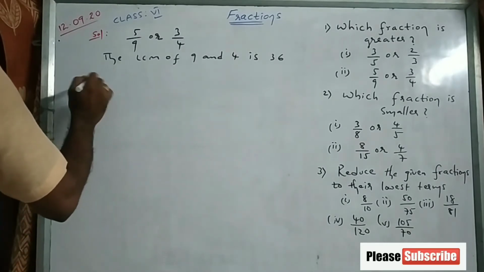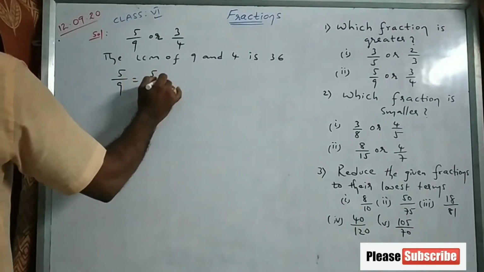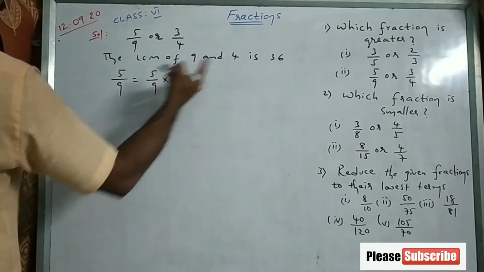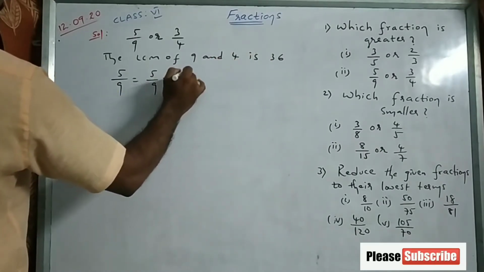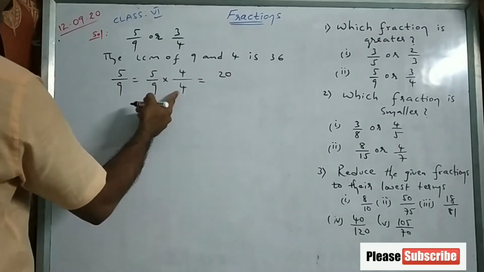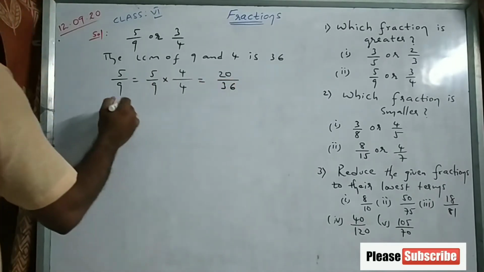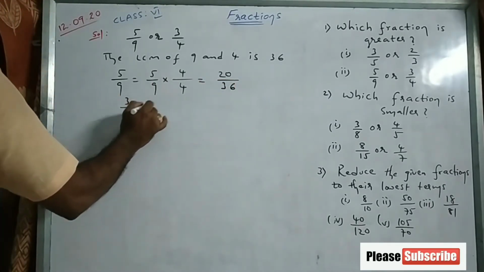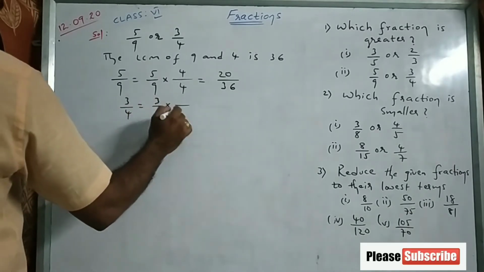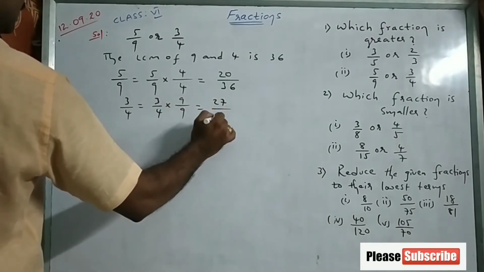So take 5 by 9. 5 by 9 into. Here we have 9. By what number should you multiply 9 to get 36? Yes, you are right. 4. 4 by 4. 5 4s are 20. Whatever you write here, same number you must write in the numerator also. Over 36. Now take 3 by 4. 3 by 4 into. By what number should you multiply this 4? 4 9s are 36. So 9 3s is 27 upon 36.